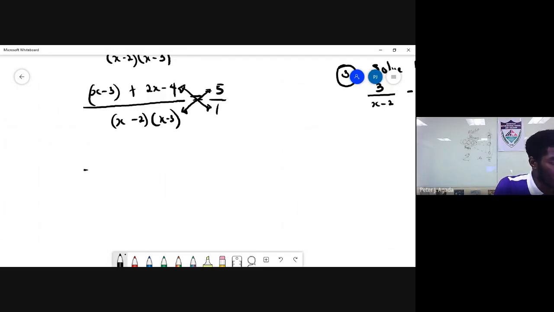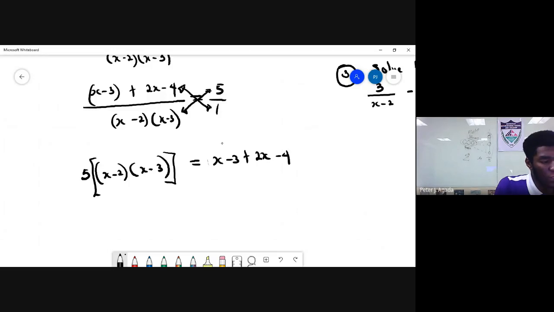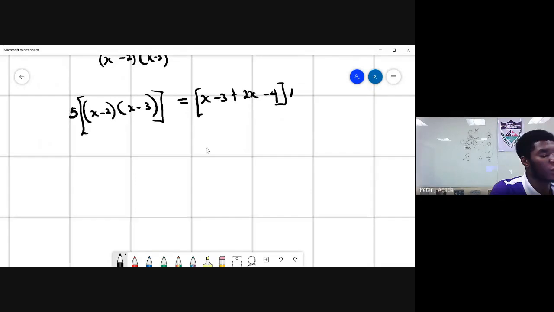So I can have 5, I open my parenthesis, this one here, x minus 2 and x minus 3. And I can have it equal to x minus 3 plus, okay, so we don't need the parenthesis anymore because here 1 has actually expanded that. So we have x minus 3 plus 2x minus 4, all equals to, there's no equal sign anymore because it's been multiplied by 1. So I can further reduce my equation.